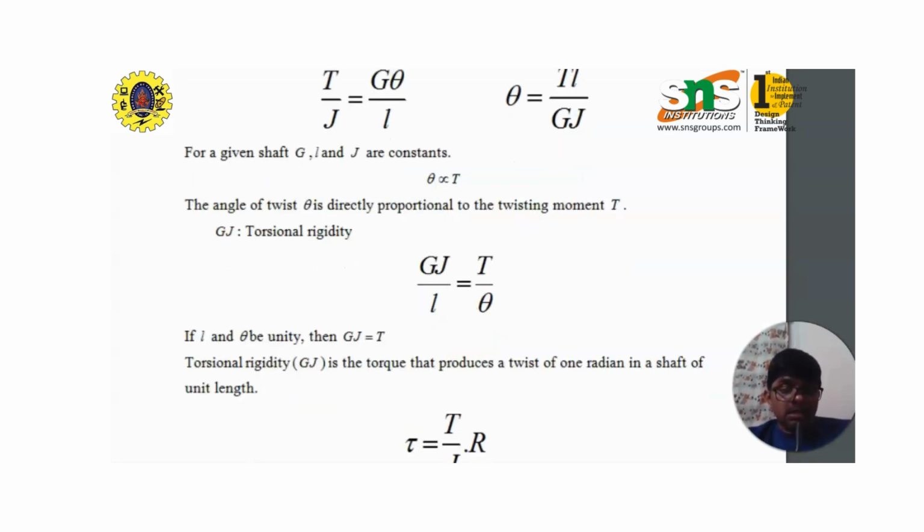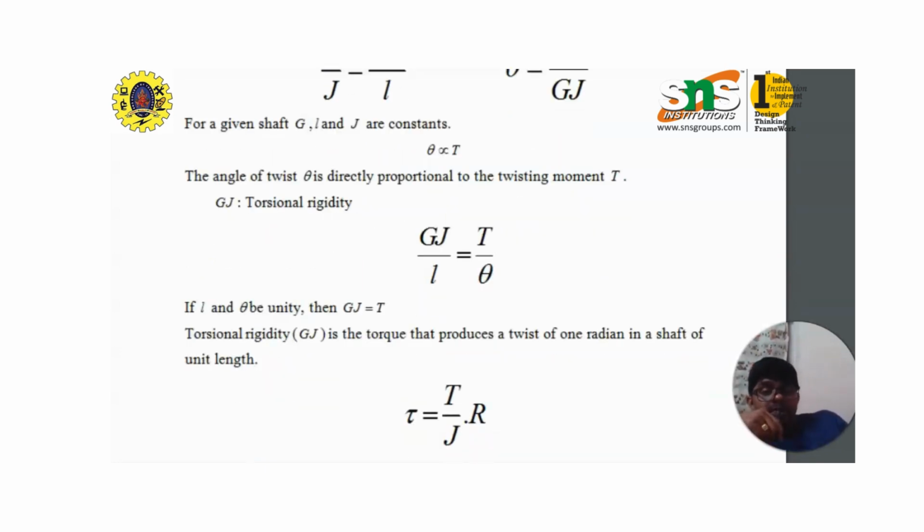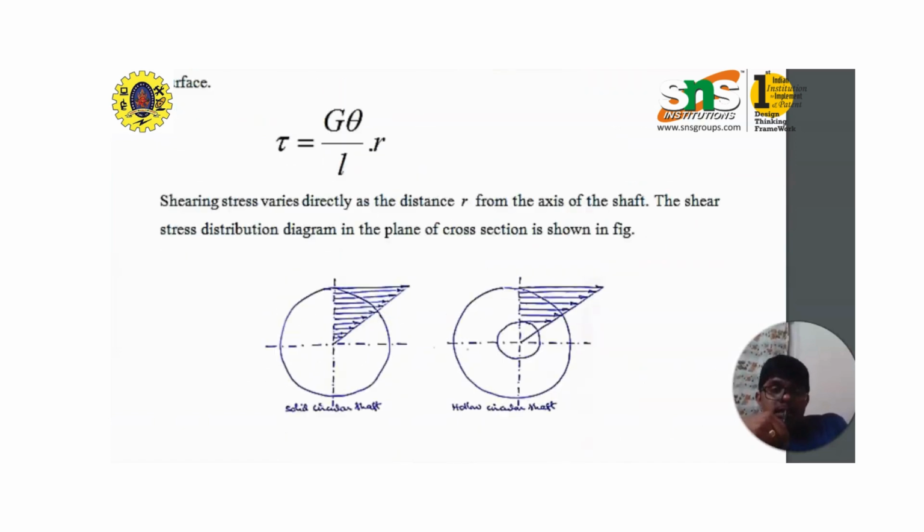Okay, and this torsional rigidity is the torque which produces a twist of 1 radian in the shaft per unit length. That is why tau is equal to the total torque divided by the polar moment of inertia, into the radius of the given shaft. Accordingly, we need to determine the angular deflection and the shear stress reactions. Okay, so this is what is highlighted here.